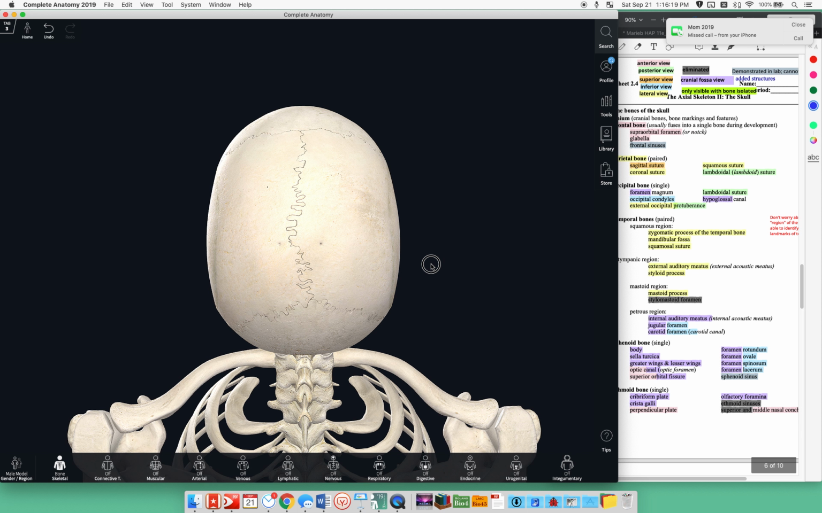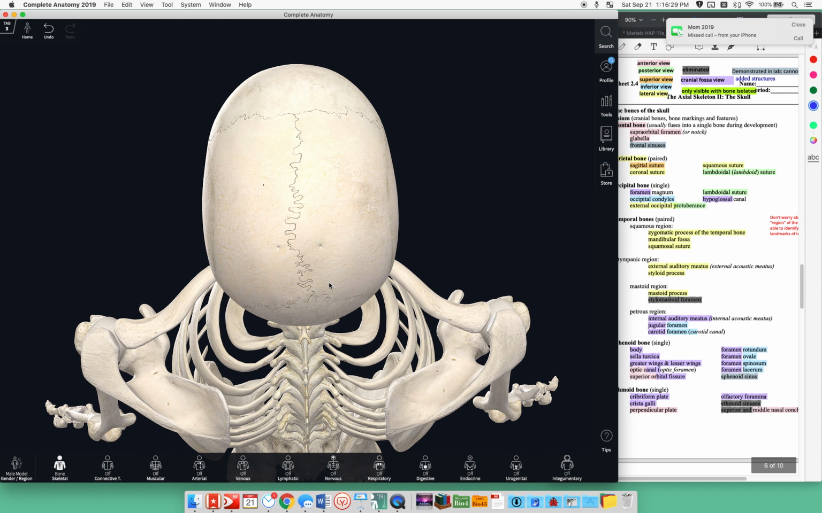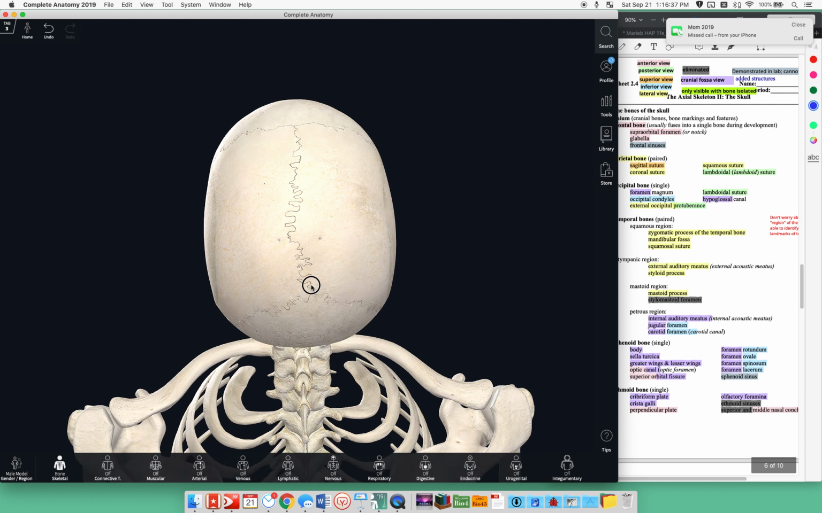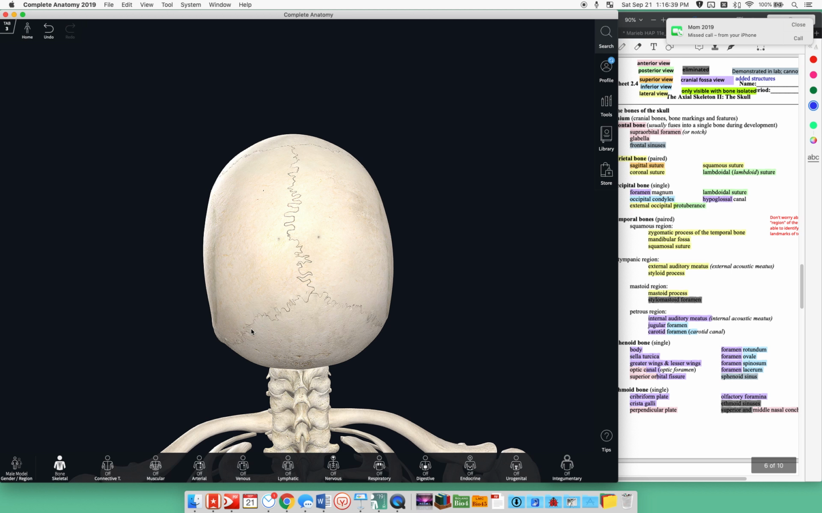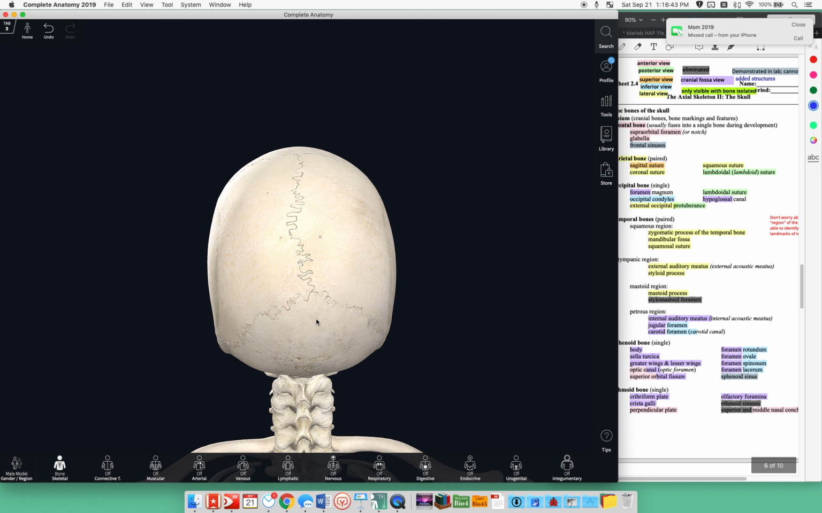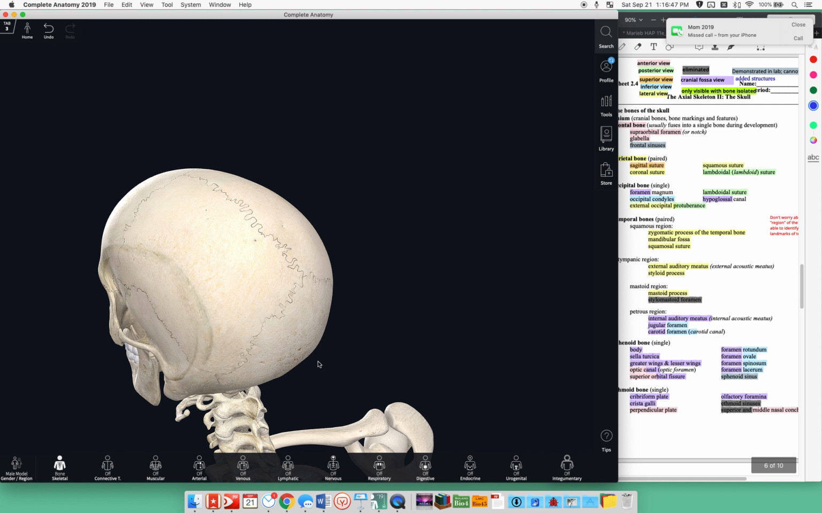Okay, now let's take a look at the superior view of the skull and then the internal aspects of the skull, or the cranial fossa. From a superior view, you can see the coronal suture, the sagittal suture, and back here the lambdoidal or lambdoid suture. Once again, down here is the external occipital protuberance. Here's the back.